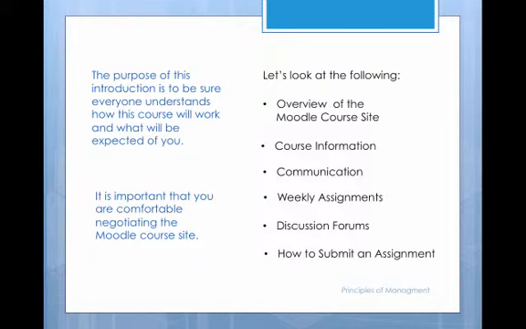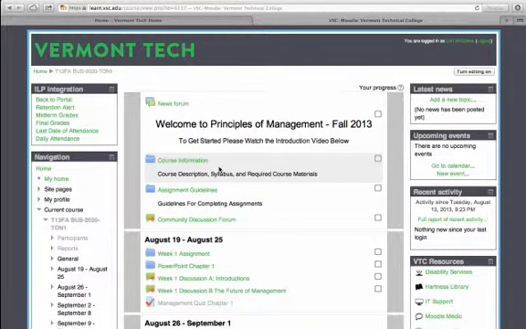Let's go and take a look at our Moodle site. Let's take a look at our course page. At the top of the page, you'll notice that there are two folders labeled Course Information and Assignment Guidelines. In these folders, you'll find documents. For example, in the Course Information, you'll find a course description, a syllabus, and a list of required course materials that you'll need. In the Assignment Guidelines folder, you'll find a document that explains how each assignment needs to be completed. Also at the top of this page, you'll see a community discussion forum.